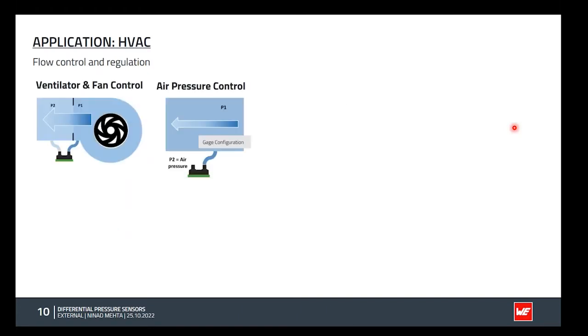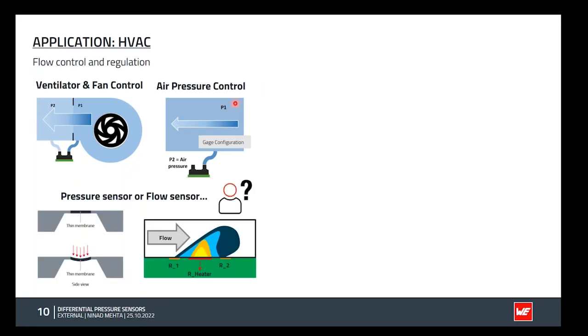Some more applications are flow control and regulation, where for ventilator control or fan control you can also use the differential pressure sensor. Also, as we mentioned, for constant air pressure control you can use the differential pressure sensor in a gauge configuration, where you can have a constant pressure built up inside the vent. For flow measurement, many times a pressure sensor or even a flow sensor is used. This depends on your application and what kind of sensor you need to employ, because a pressure sensor and a flow sensor are in the end completely different. They work on completely different technologies.